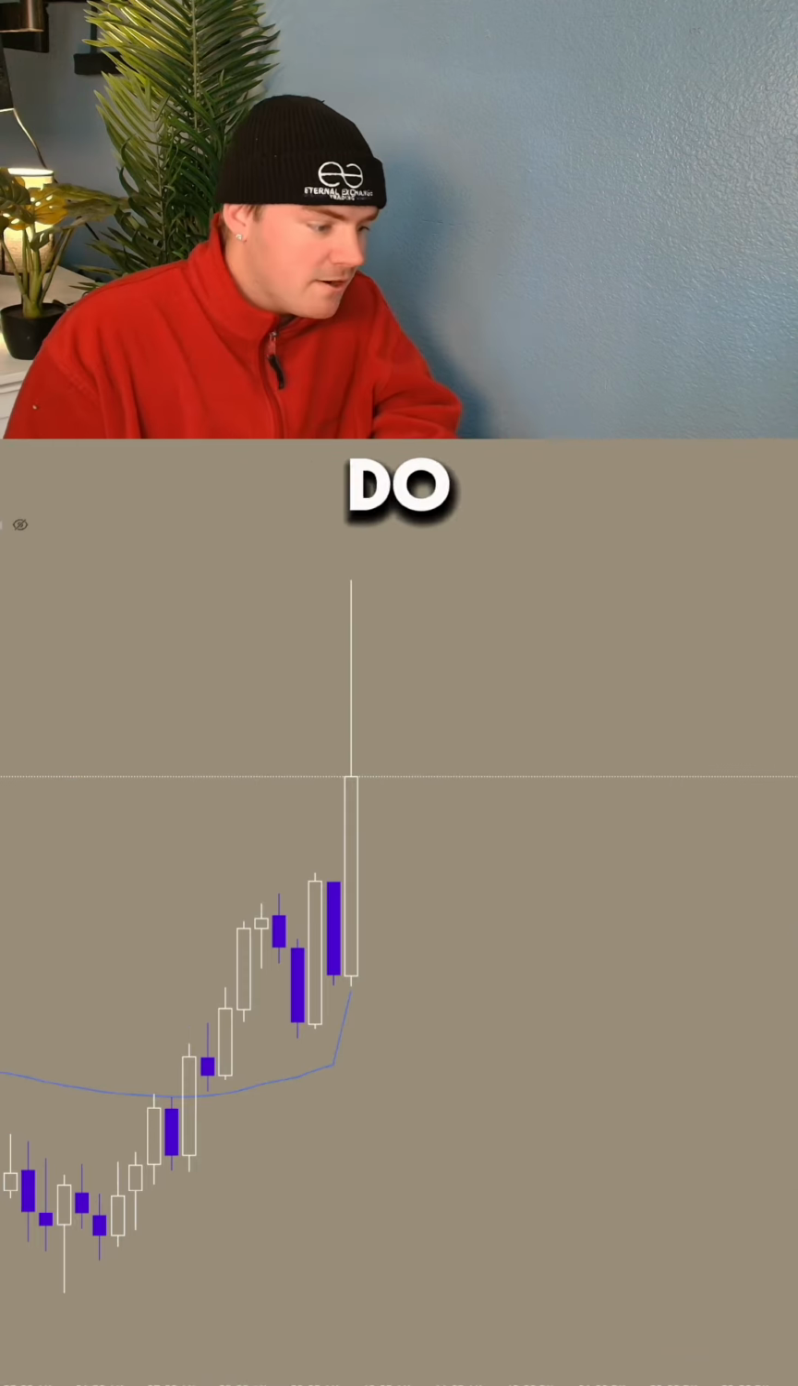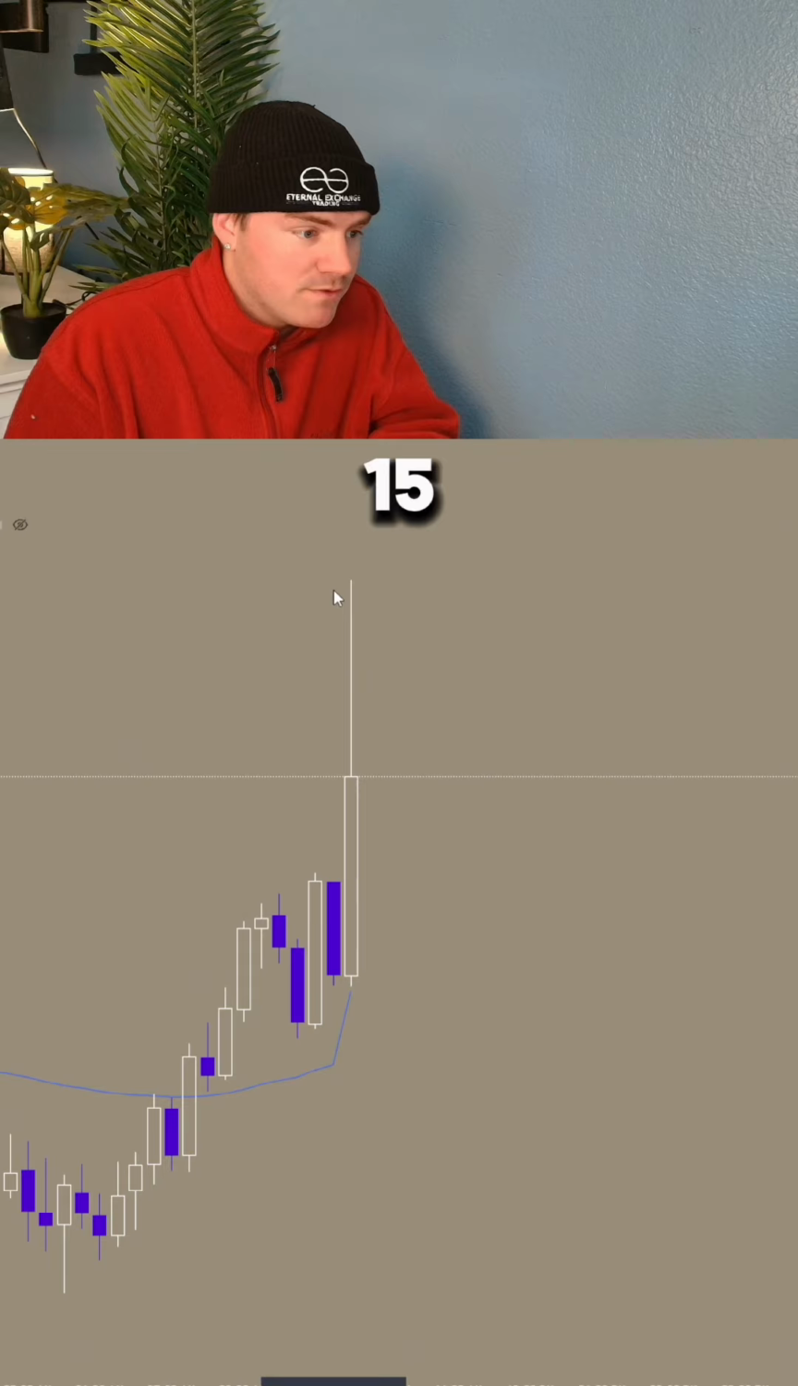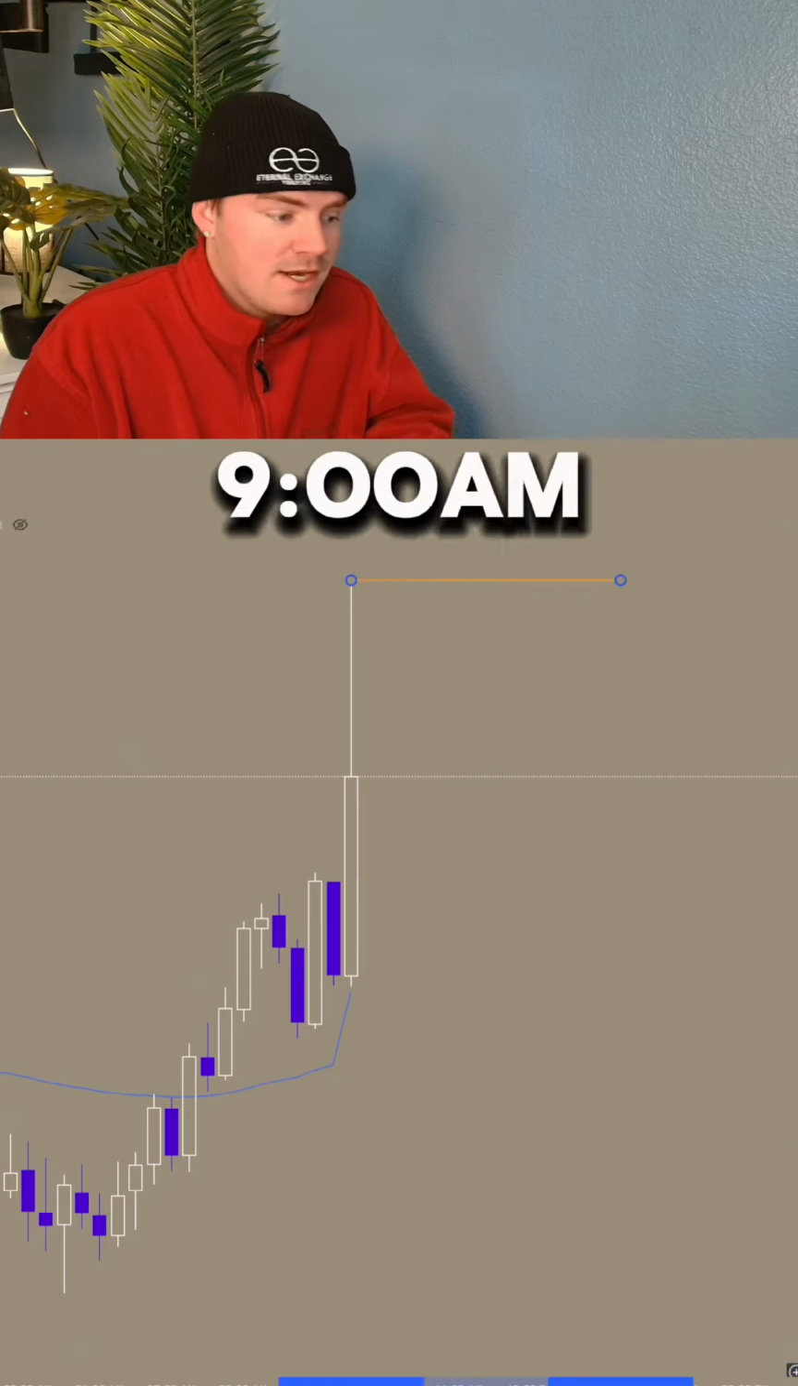The first thing we've got to do is just identify where the 15-minute opening range is, and that's going to be our first 15-minute candle of the day, which starts at 9:30 a.m. Eastern or New York time.